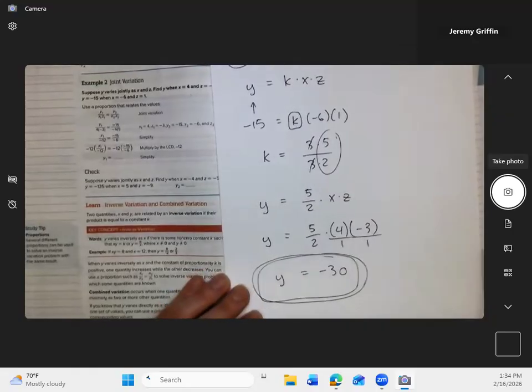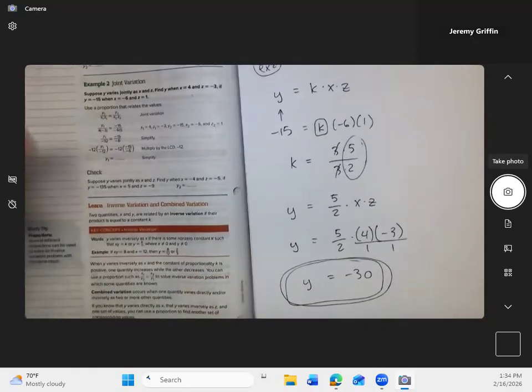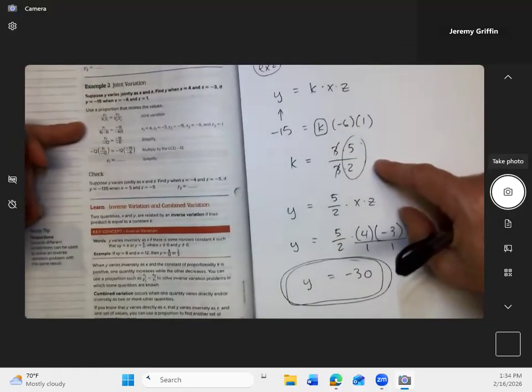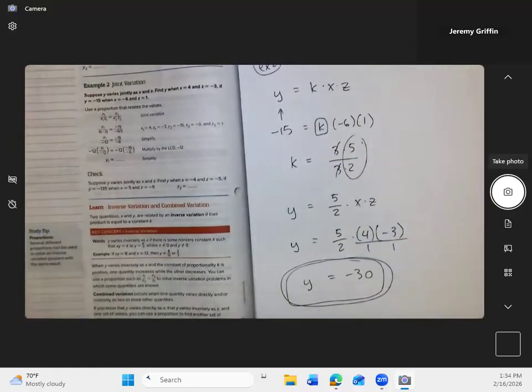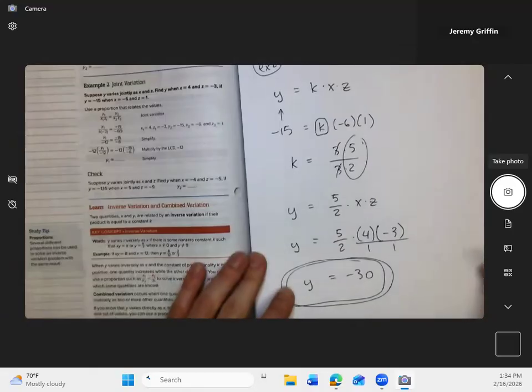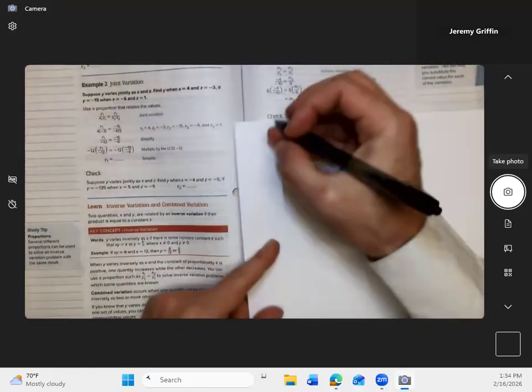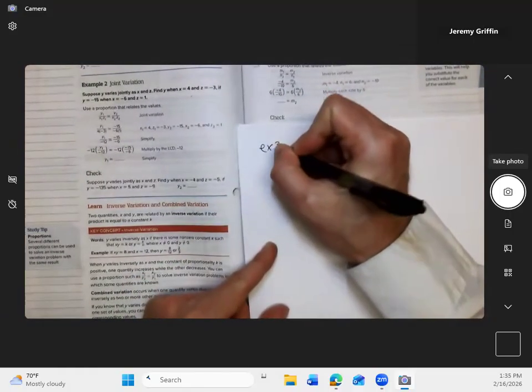Again, your book set up more proportions and skipped through ever solving for this k at all. A little bit different way to think about it. If you like the book's method, you can go for that if you like. I would probably recommend this way that I'm doing it.